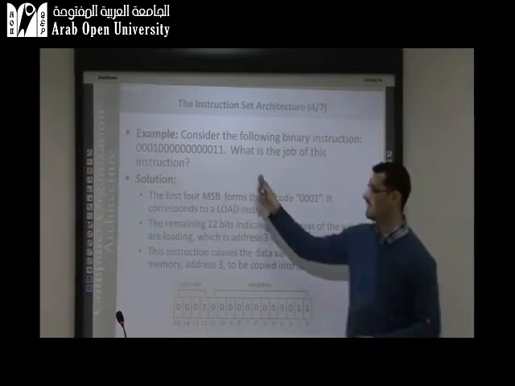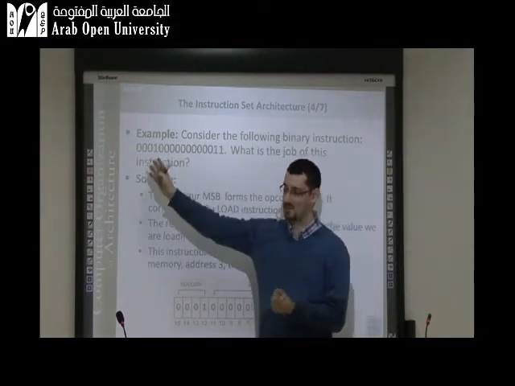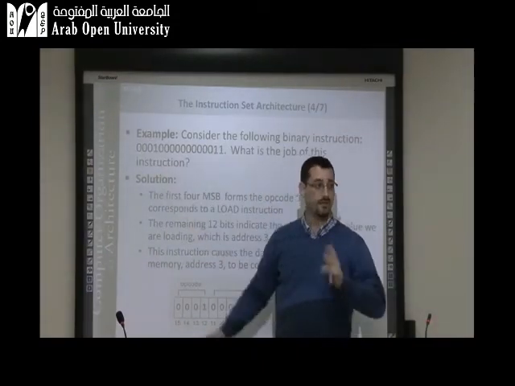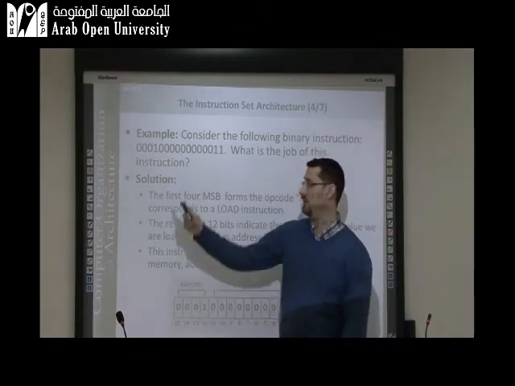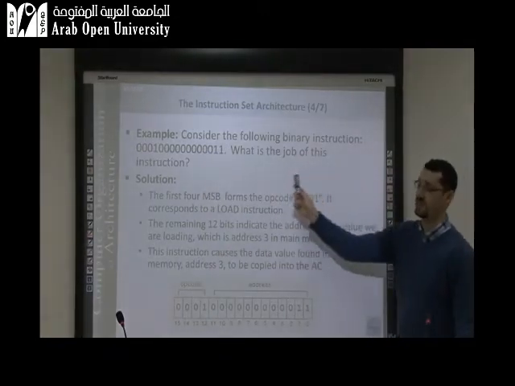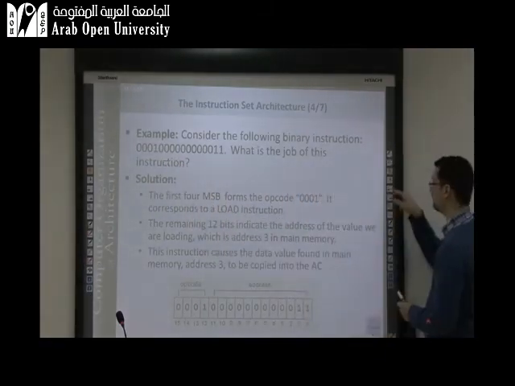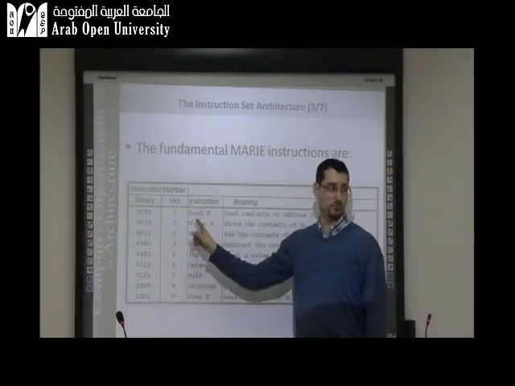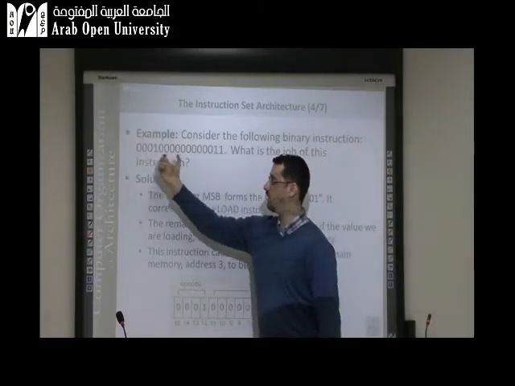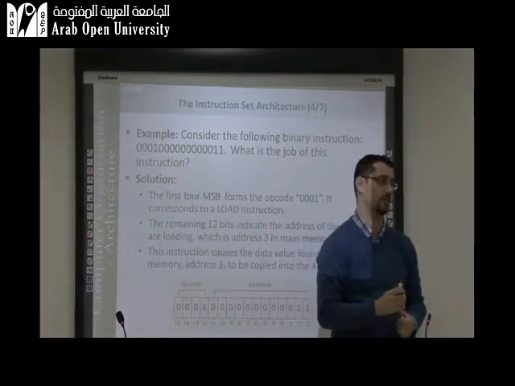But before, let's take a simple example. Here we have a machine instruction, in machine language. When you read an instruction in binary, the first 4 bits are the opcode, and the last 12 bits are the address part. We need to read it to know the job of this machine instruction. We read the first 4 bits, 0001, which is load. So the job of this instruction is to load what we have at this address, which is 3 in decimal, and store the result in the accumulator.